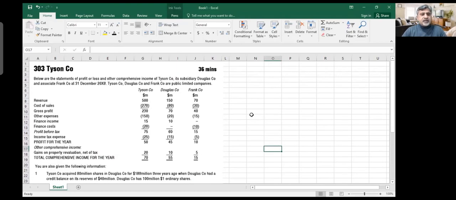The question is not really very difficult. It is more about some basic adjustments and overall the structure. We will learn how to structure this consolidated statement of comprehensive income. Otherwise, there are not many adjustments here.